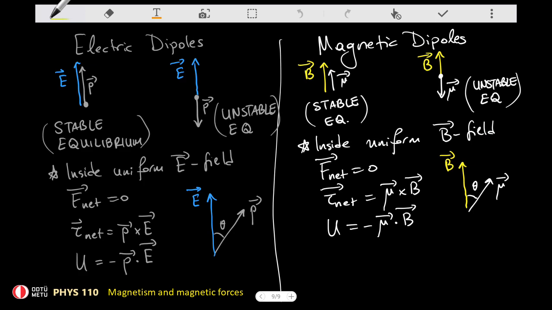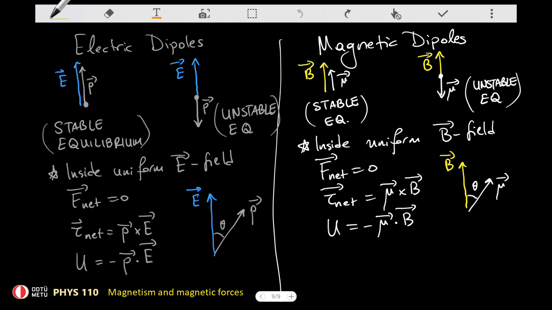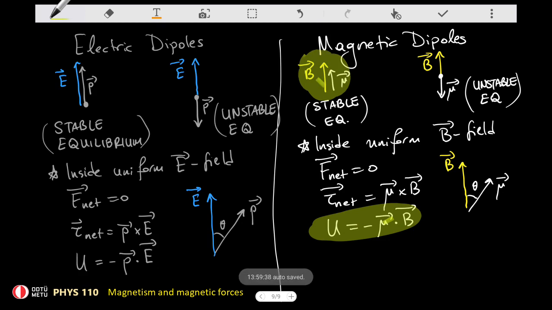Because of the potential energy expression, you can see that the stable equilibrium, which corresponds to the minimum potential energy, corresponds to the orientation where these two vectors are parallel to each other. And it's similarly for the magnetic dipole. Since the potential energy expression is the same, when the dipole moment is parallel to the magnetic field, we have the minimum energy orientation, which corresponds to the stable equilibrium.